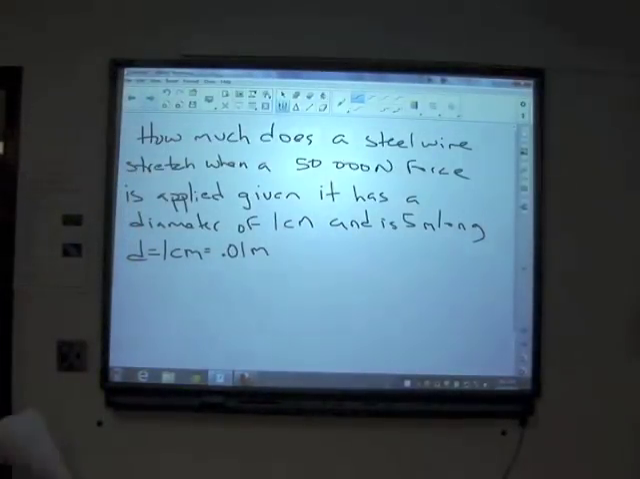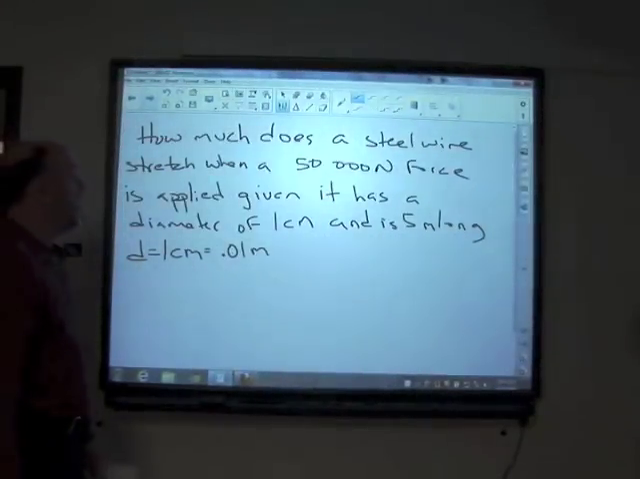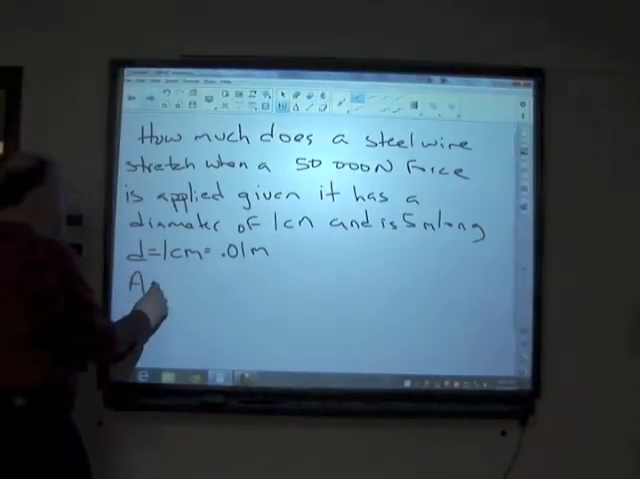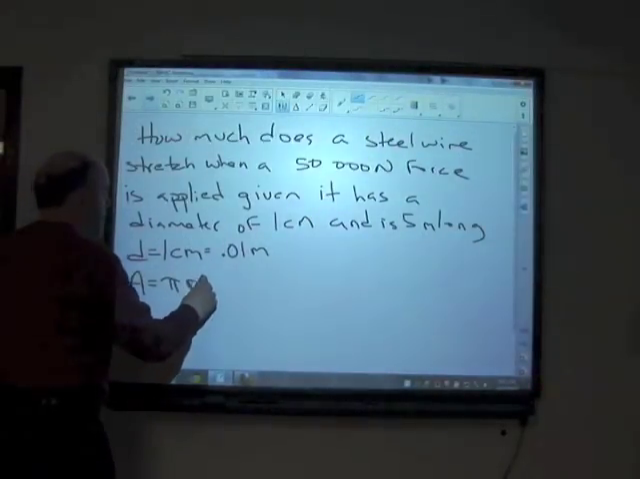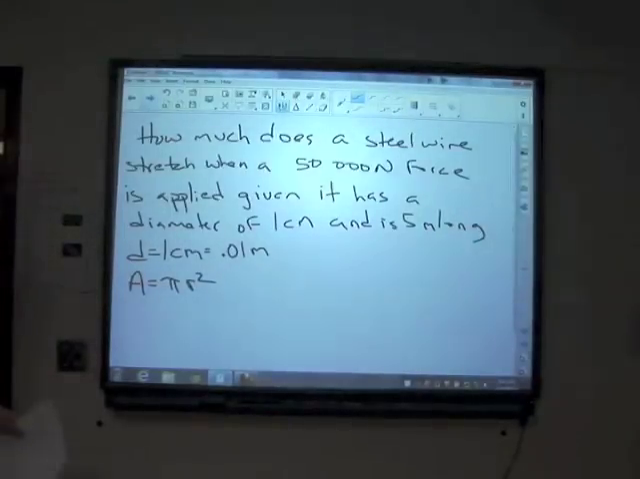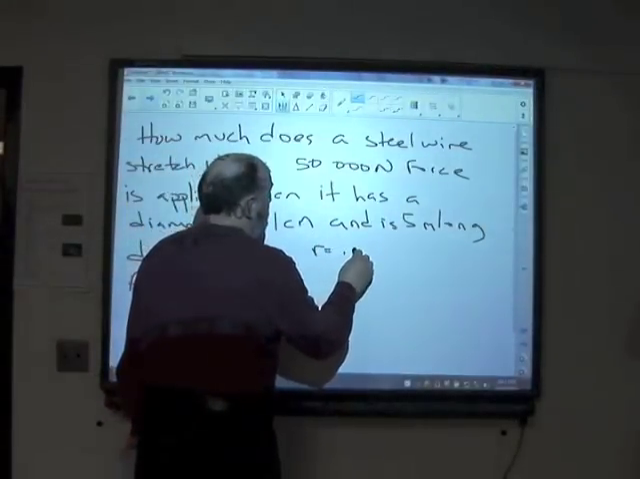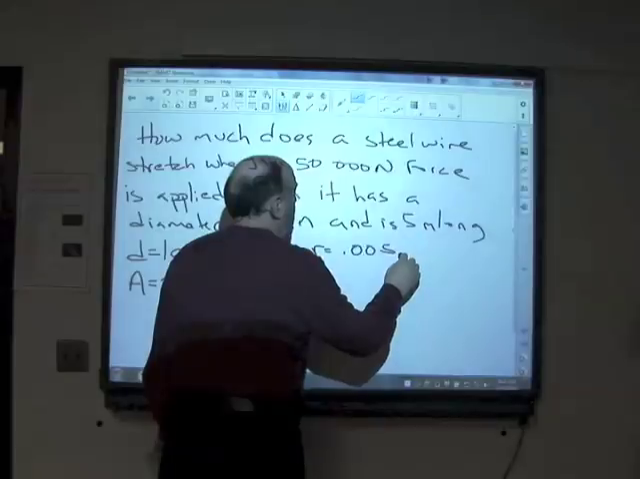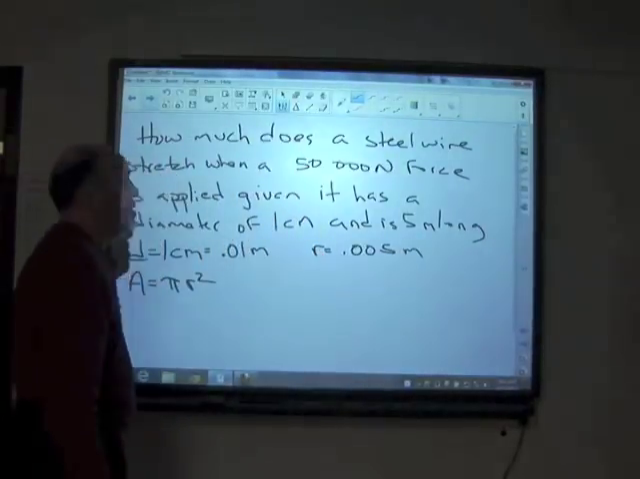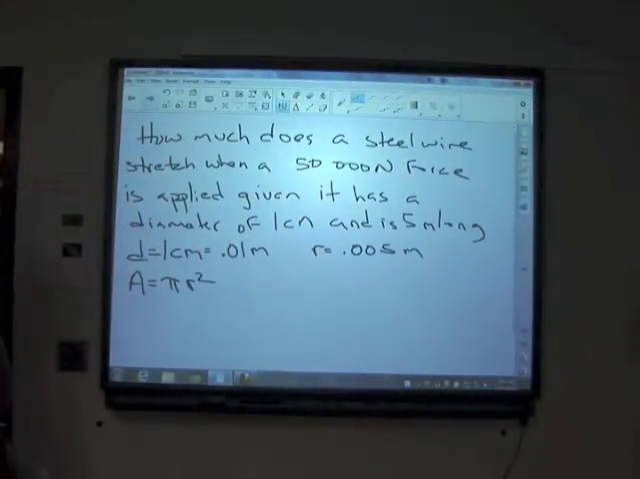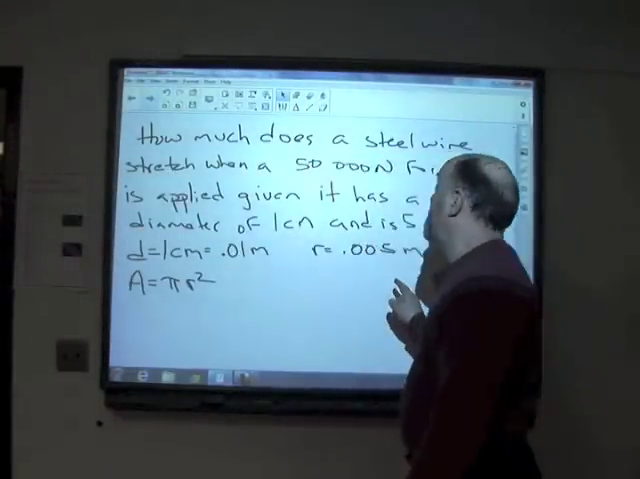But again, from my equation, we need to know the cross-sectional area. And this is a circle. We know the formula for the area of a circle is given by pi r squared. So I don't want to know the diameter of my wire, I want to know the radius of the wire. And the radius here will be 0.005 meters. So now we have it in terms of what we need in order to go ahead and solve this particular problem.